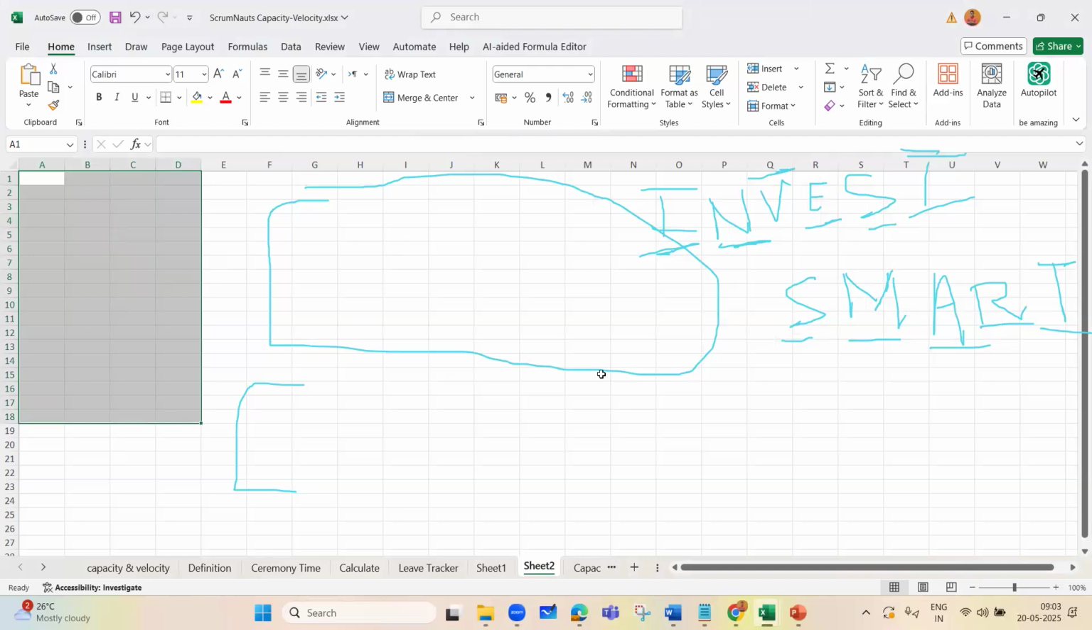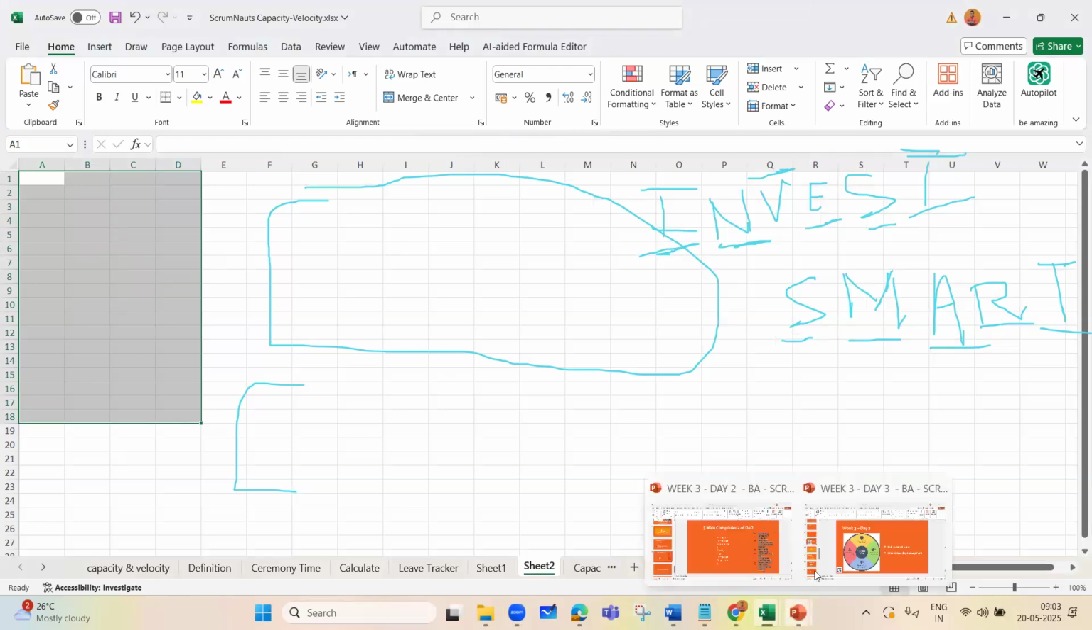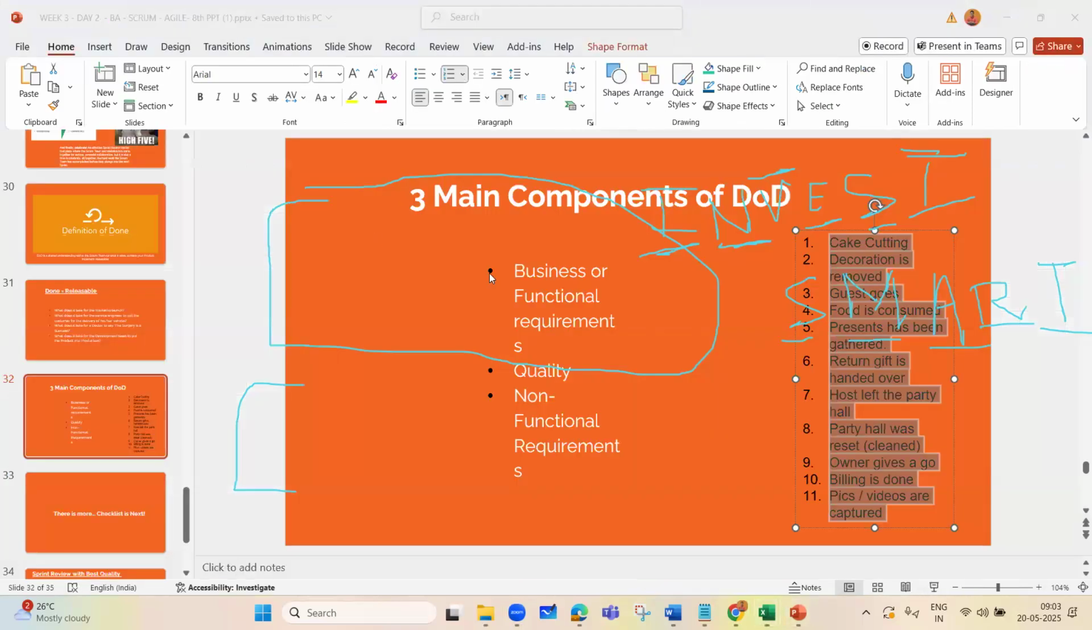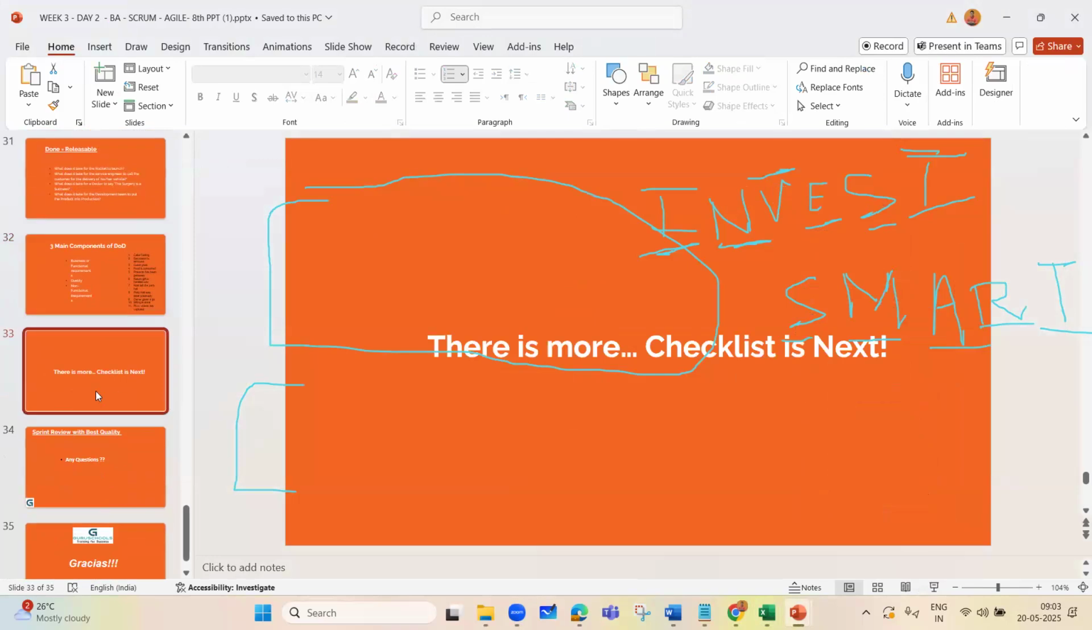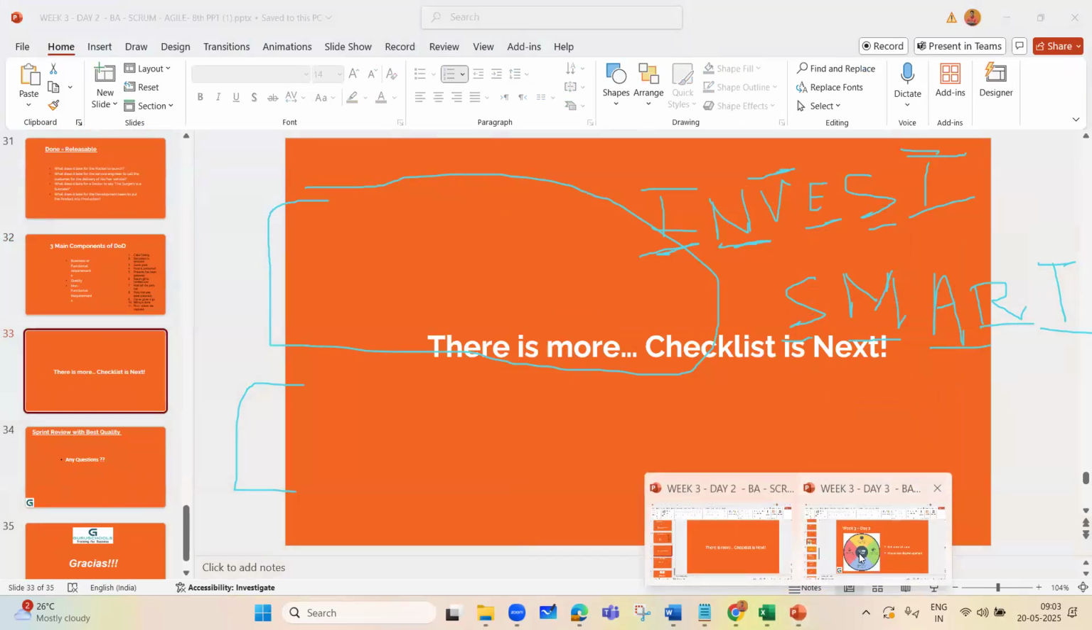Okay, with me so far, everyone? Yes. So I tried simplifying these definition of ready and definition of done. There is more in the checklist. The checklist is in fact next, and we are going to work on it tomorrow.